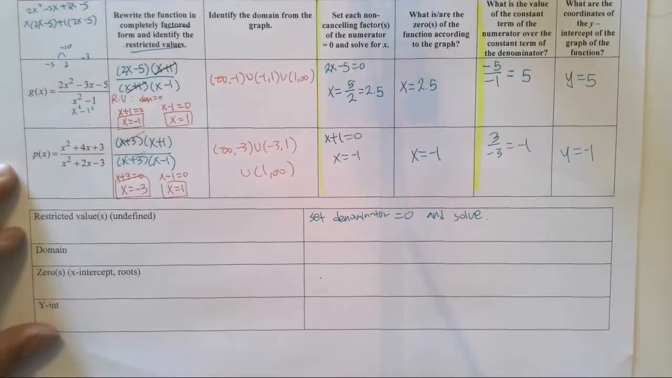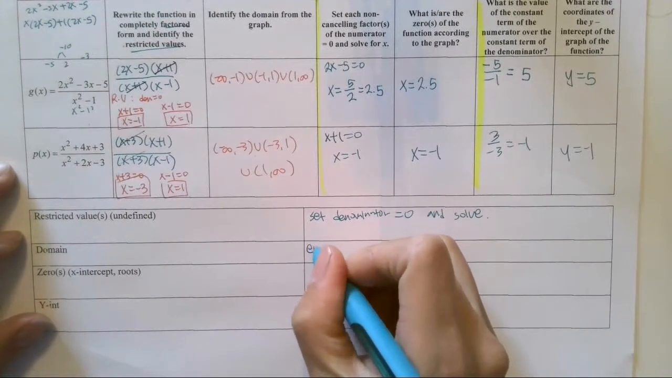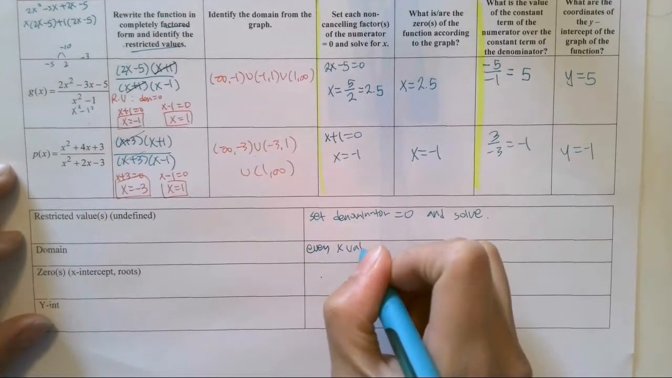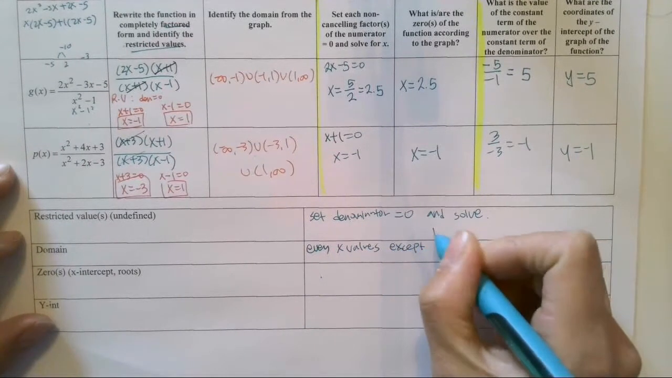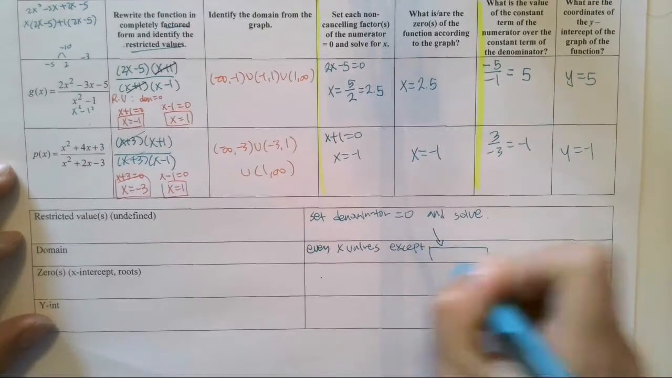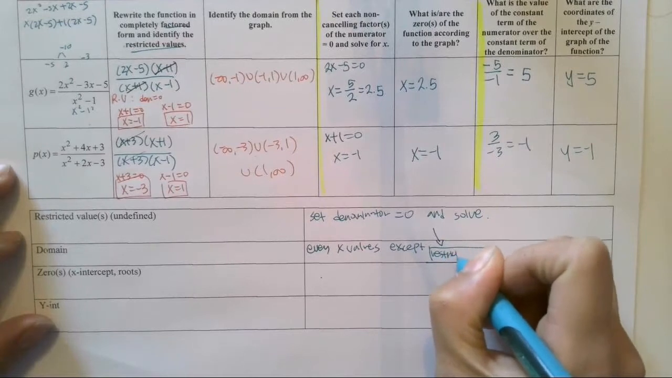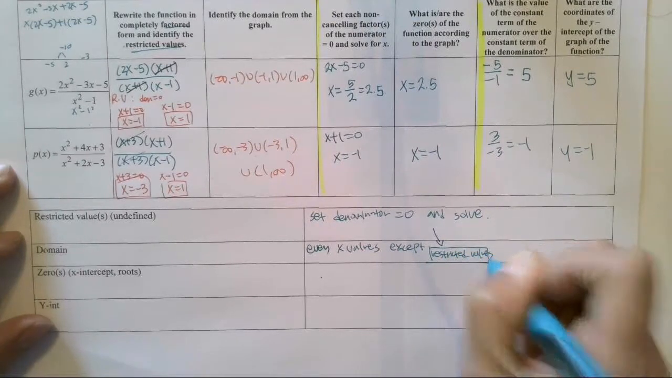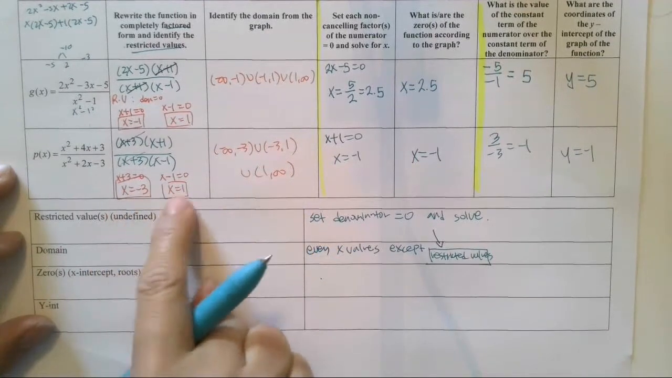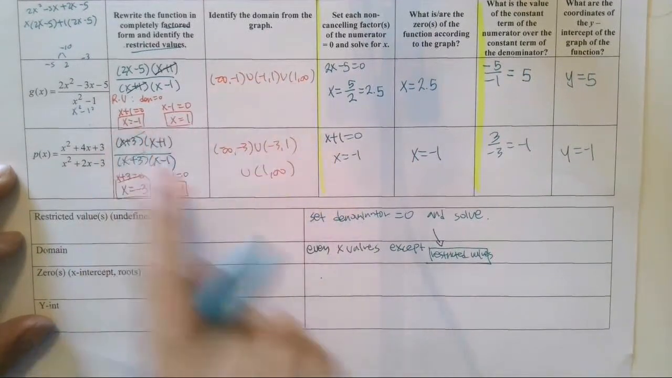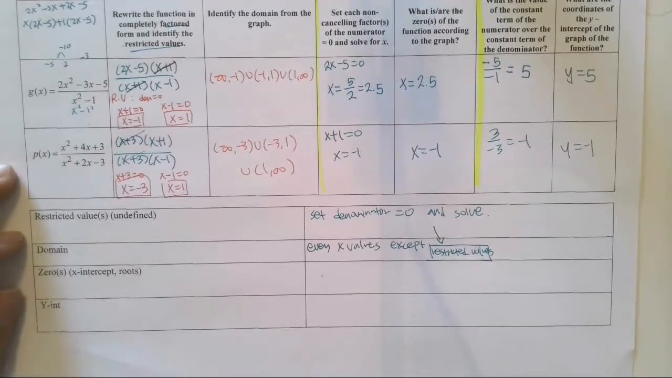What about the domain? Domain will be every x value except these ones. What are those ones? Restricted values. Alright, your domain. How did you find the domain? It was everything but those two restricted values. That's how you find the domain.